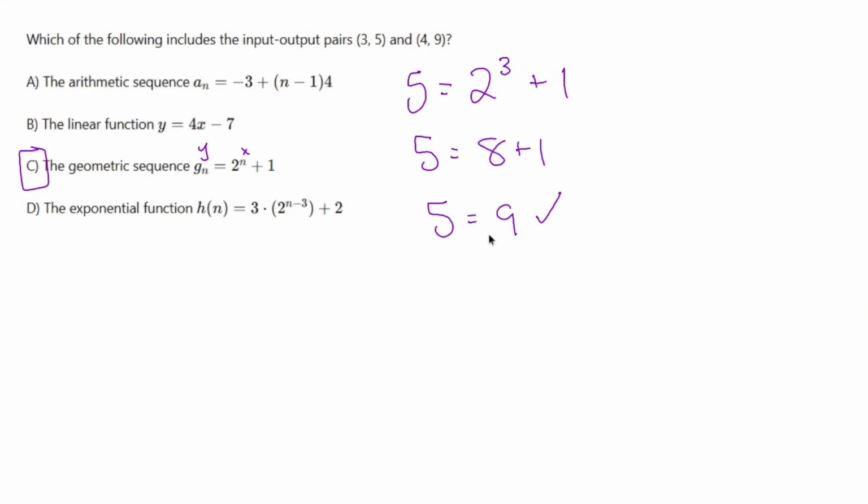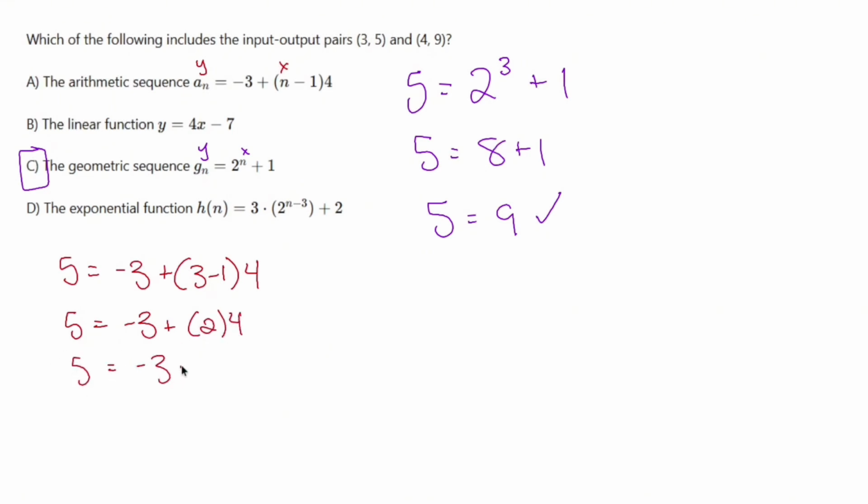So it's not C. How about we try A? I don't know. Let's try A. Again, the output would be my y and the input my x. So if I plug in 3, I should get 5. So 5 should be equal to negative 3 plus 3 minus 1 times the quantity 4. 5 should equal negative 3 plus 2 times 4. 5 should equal negative 3 plus 8. 5 should equal 5. Yes, sir.